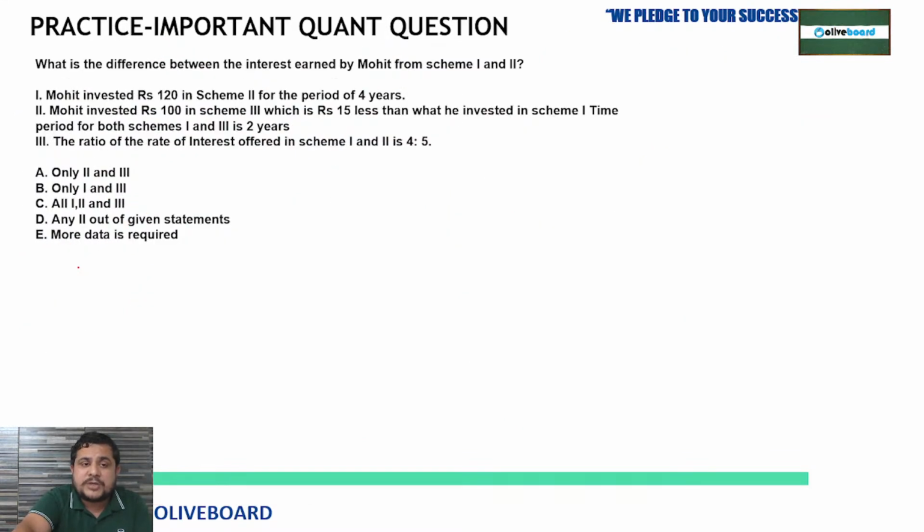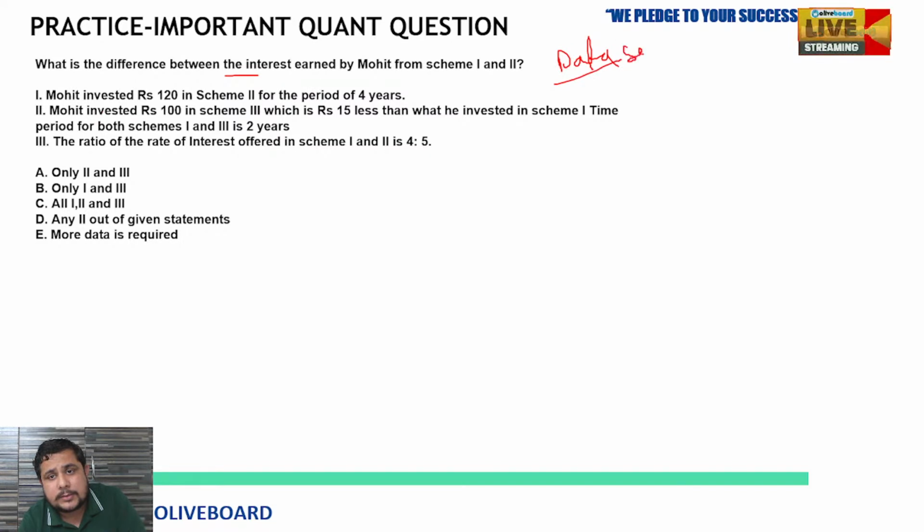Your answer will be option E. Now see the next one. What is the difference between the interest earned by? So this is also based on data sufficiency, right? They are talking about the interest earned by Mohit from scheme 1 and scheme 2.